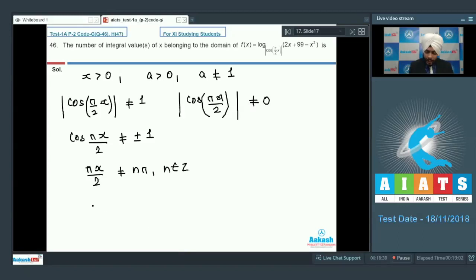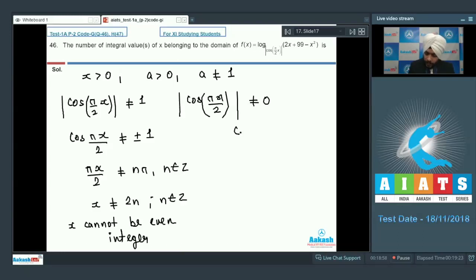Students, this directly means that x is not equal to 2n. That means x cannot be an even integer.